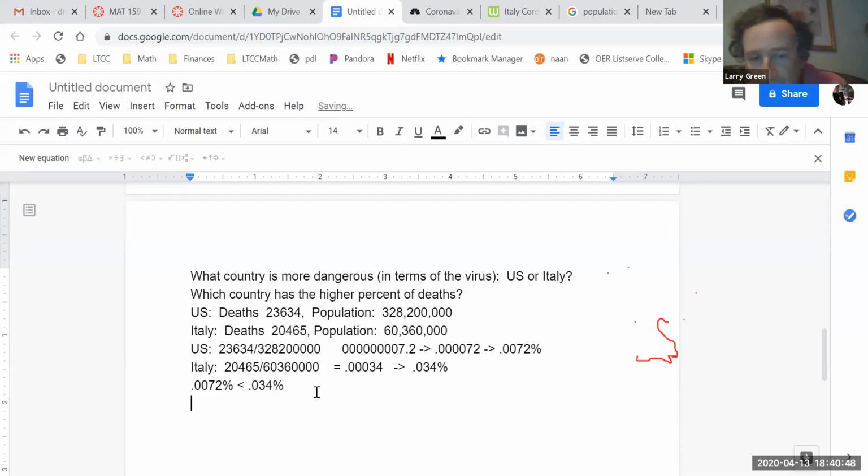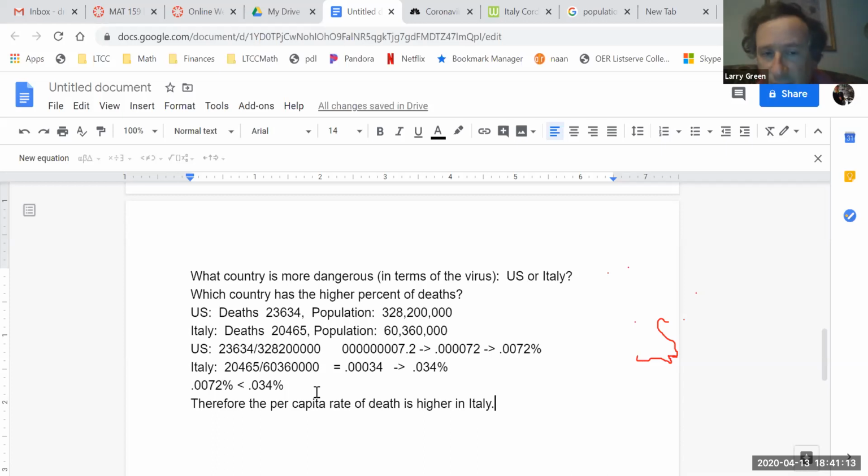Is that clear? Okay, so therefore, the per capita rate of death is higher in Italy. Any questions on this? Okay, and it's much higher. It's not just less than, but the US is much less than. Any questions on that?